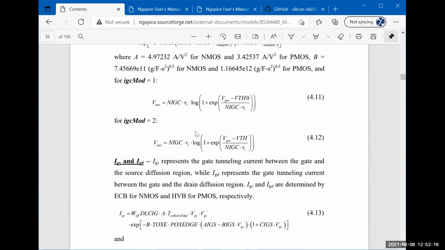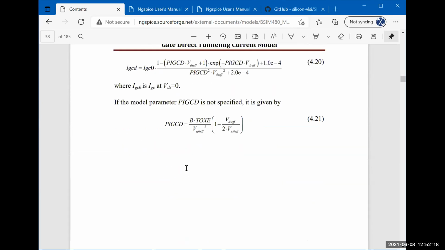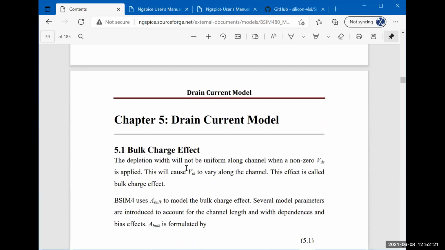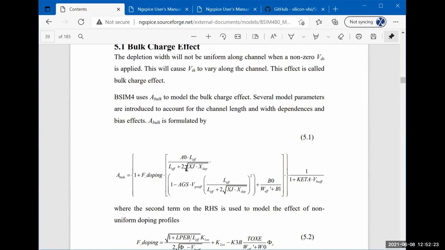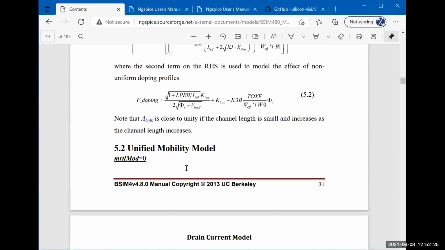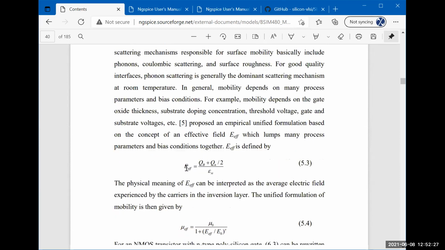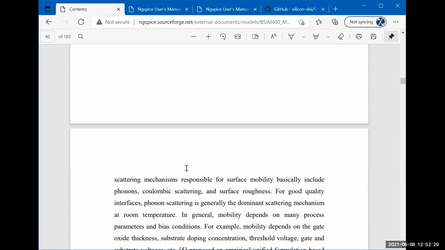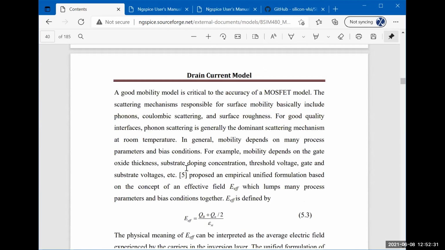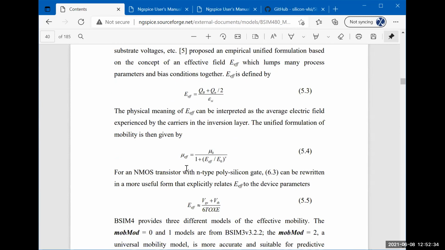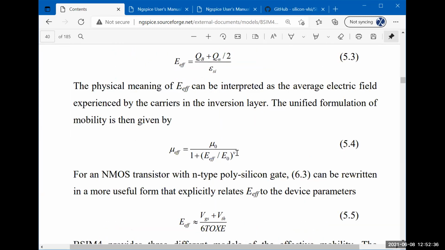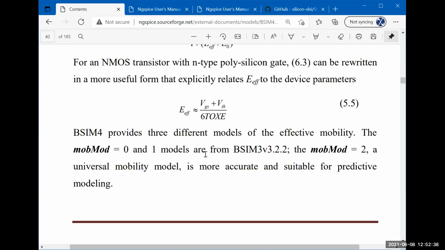Gate to substrate currents, partitioning of IGC. This is drain current. And for drain current, obviously there's a lot of unified mobility model. So you saw we use this mobility model here. Let me enlarge it a little bit over here. We use this mobility model here, but that's like the first order fitting.